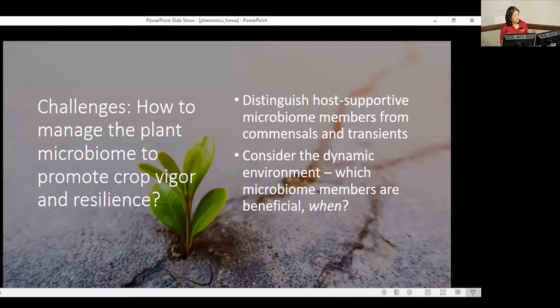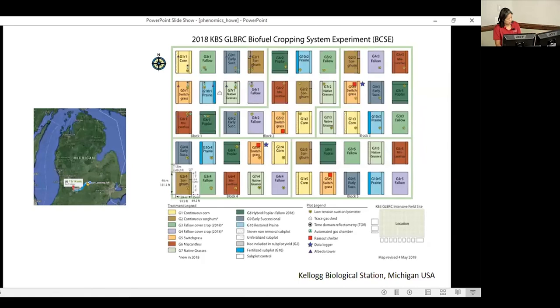So the challenge that we were presented with is how do we manage this plant microbiome in the phyllosphere to promote biofuel production, specifically crop vigor and resilience? And specifically how we interpret that is, when we look at microbes on these plants, when we can identify them, which we're really good at, how do we distinguish microbes that provide benefits to the plants from those that aren't just commensals? They're not just living there and eating whatever's there on the plant for their lifestyles, but actually providing direct benefits to the plant, and also transients. And also, how do we understand how these bacteria are changing over time or under management conditions? So today I'll tell you a little bit about how we have done that for miscanthus and switchgrass.